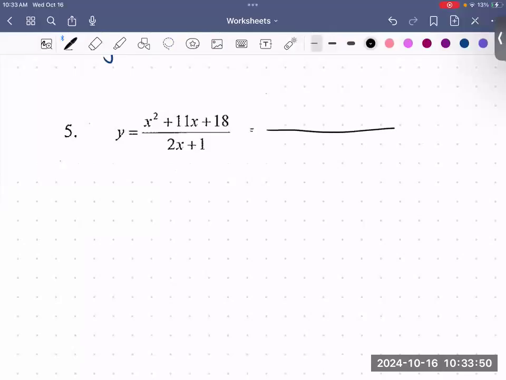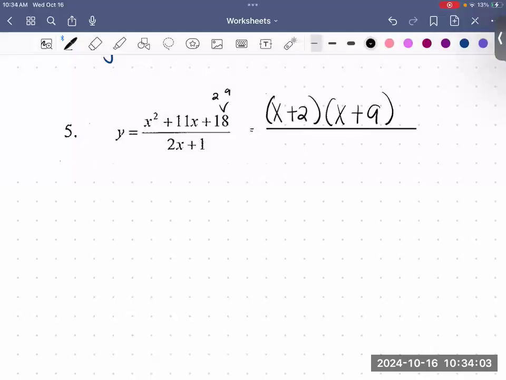So for us, above and below, to factor this one, we have 2 and 9. So you get x plus 2 and x plus 9. And then down below, we still have 2x plus 1. So because nothing cancels, we can conclude that we do not have a hole.